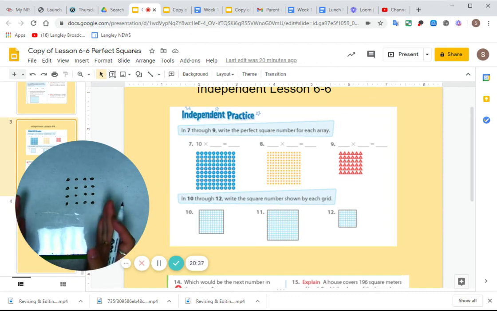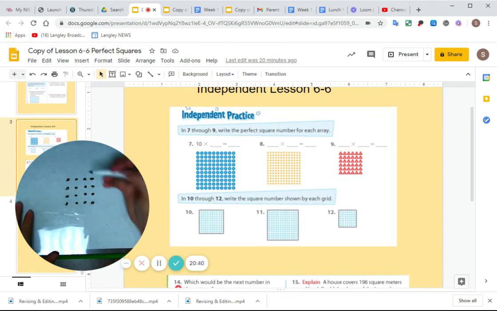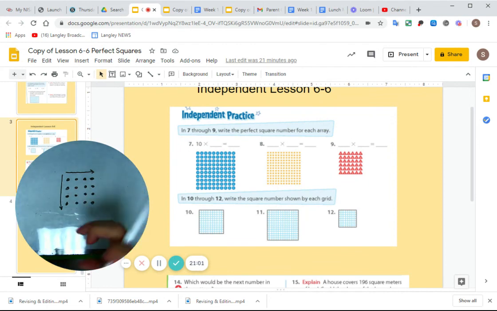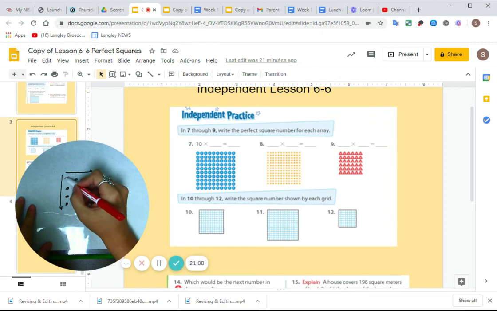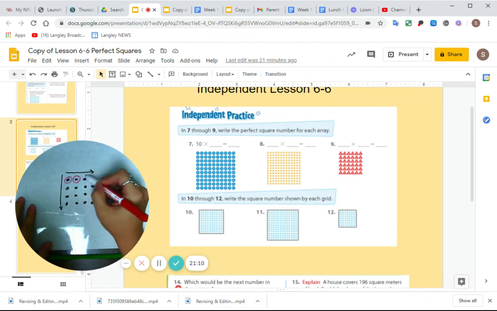Well, how would you figure that out? Well, this is what you would do. In order to figure out what the perfect square is, you need to count the squares that go across this way, and then the squares or circles that go down. So let me see if I can find a different color Expo marker that might work here. All right, so I'm going to count the squares or the circles that go across, and then I'm going to count the ones that go down. So let me do across first.